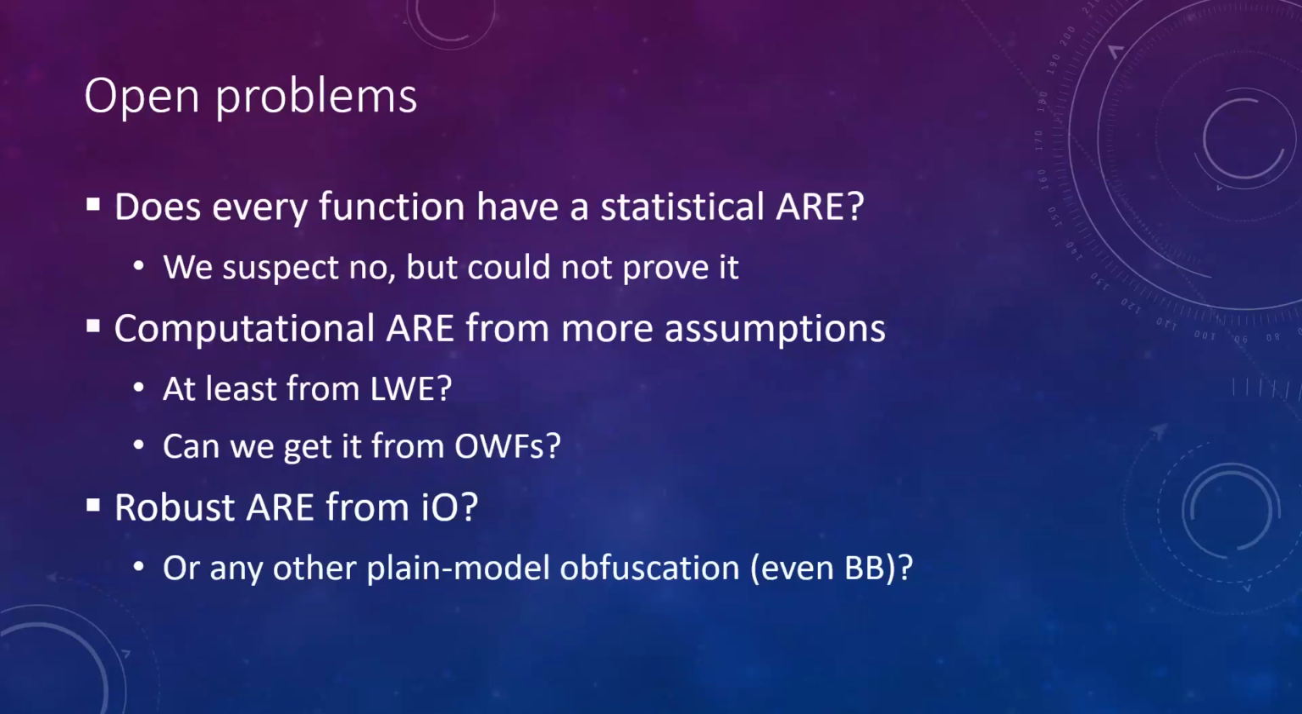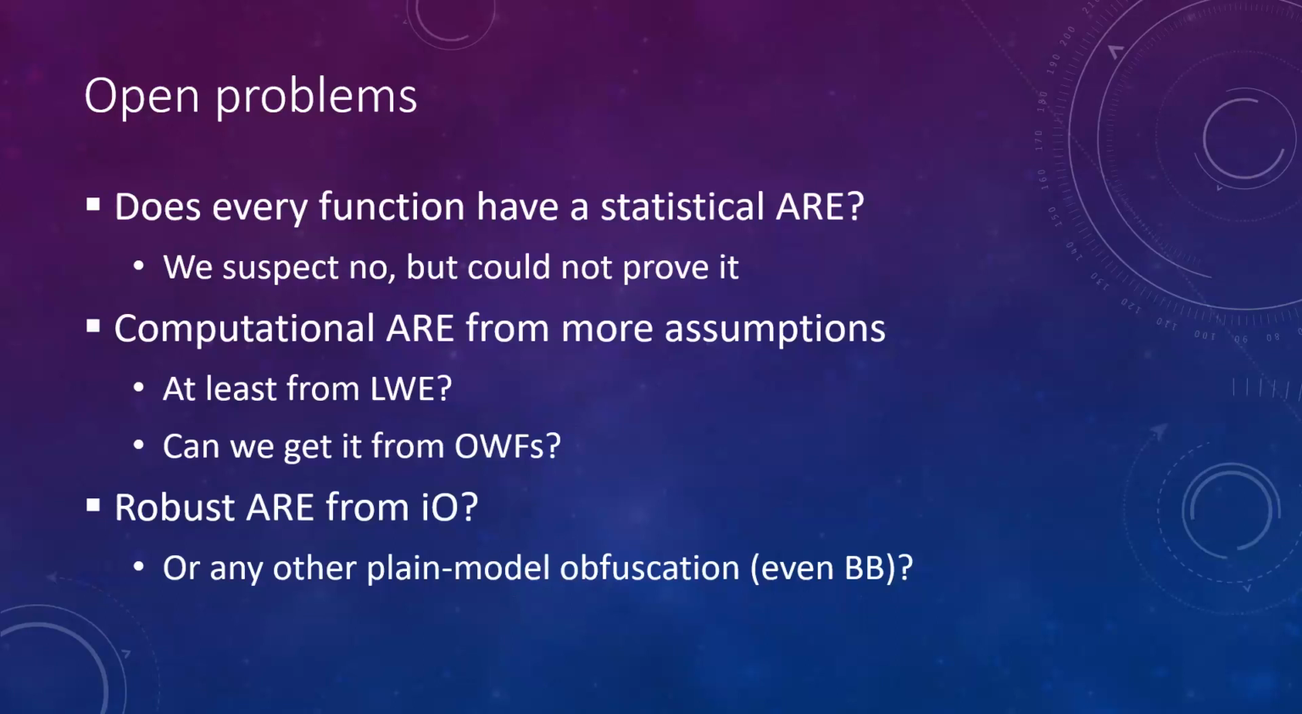Perhaps the most interesting one is what happens with statistical ARE. For all we know, it's possible that every function has a statistical ARE scheme. We strongly suspect that that's not the case, but we were not able to show it. If we go to computational ARE, we have one construction from one type of assumption. Can we get it from other assumptions, at least LWE? But if we are already going there, why not from one-way functions?